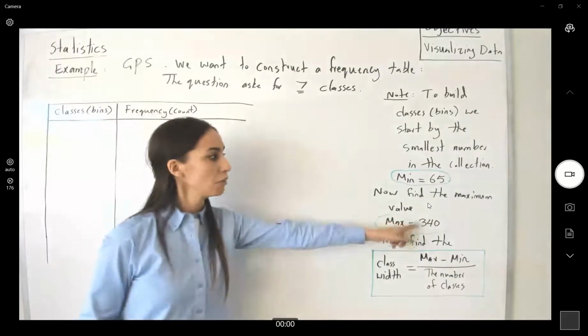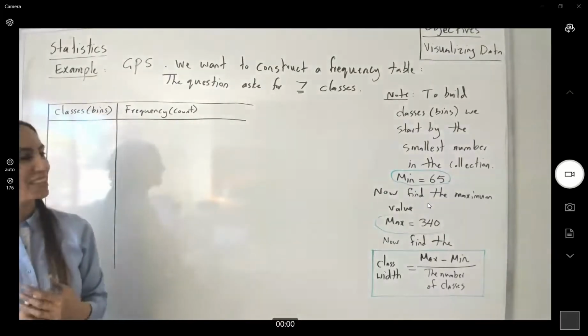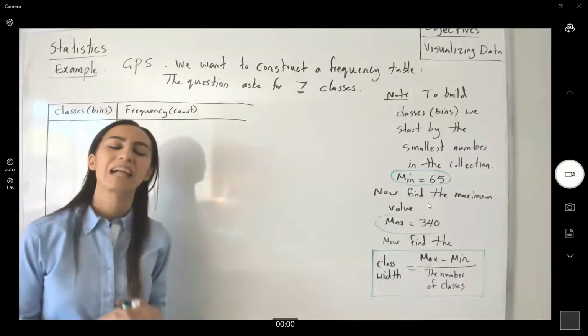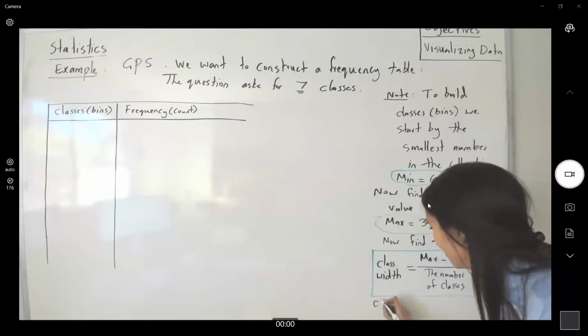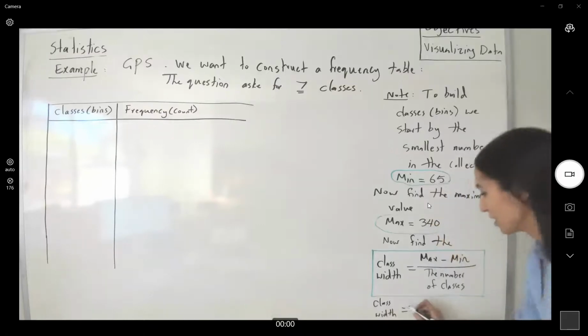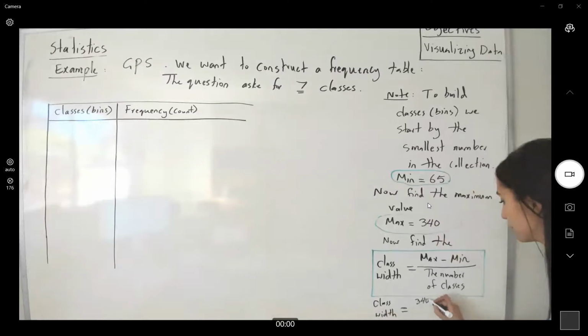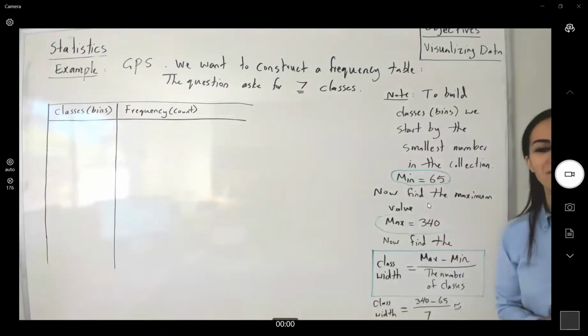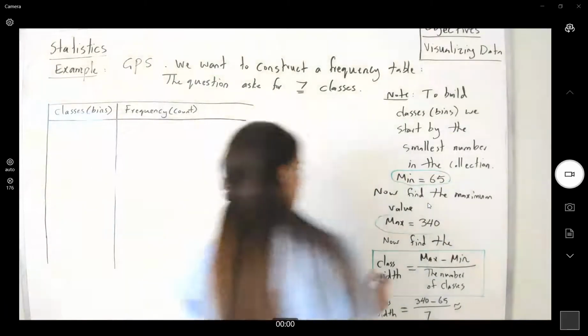You have your maximum, you have your minimum, you have your class width. What is the class number? What is your class width? It is equal to 340 minus 65 divided by 7 classes. Approximately, what do you have? 39.3.